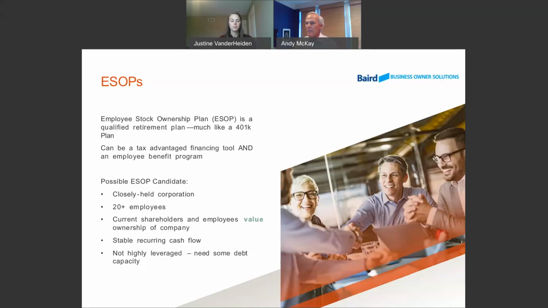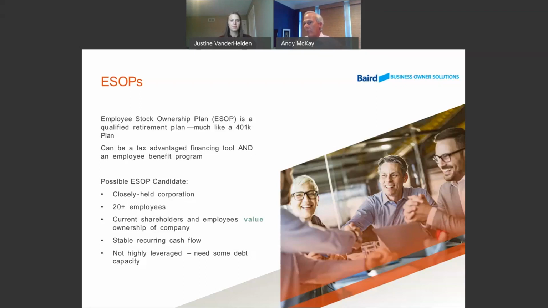ESOPs are complicated. They're expensive to set up. It's not uncommon for all of the transaction costs in an ESOP to range from 400,000. I've seen them as high as $1 million. So it can be expensive to set up, but that's sort of the price you pay for some of the compelling tax benefits. So it's not an area where you want to cut corners. You have to dot all your I's and cross all the T's. But again, if done correctly, in the right situation, they can be great.